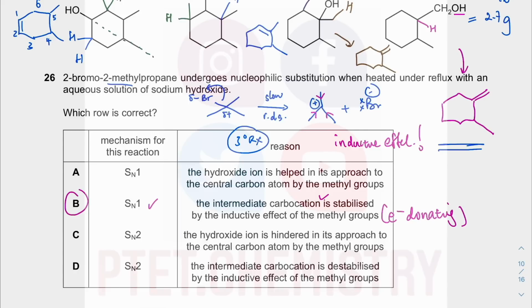So yeah, it's definitely not SN2, because of the presence of this tertiary carbocation that is only possible as a result of this step from the tertiary halogenoalkane.